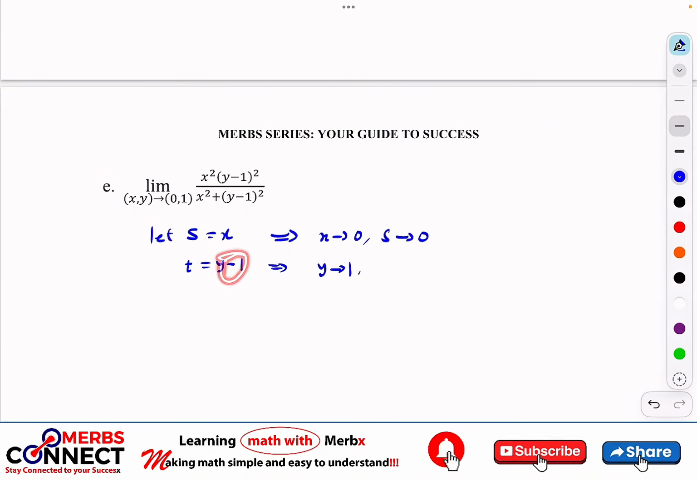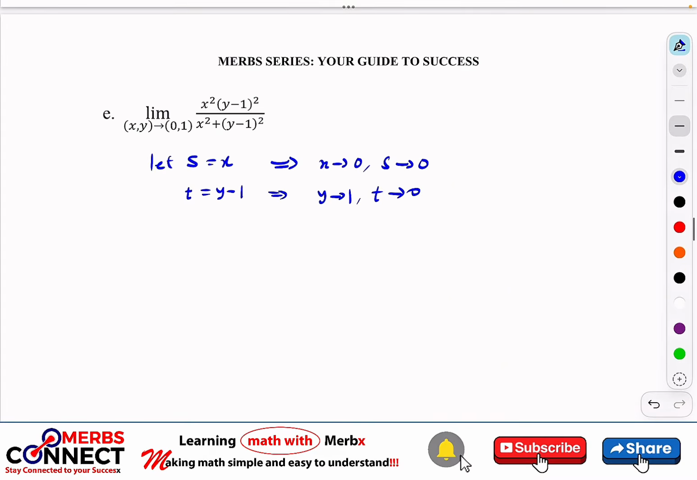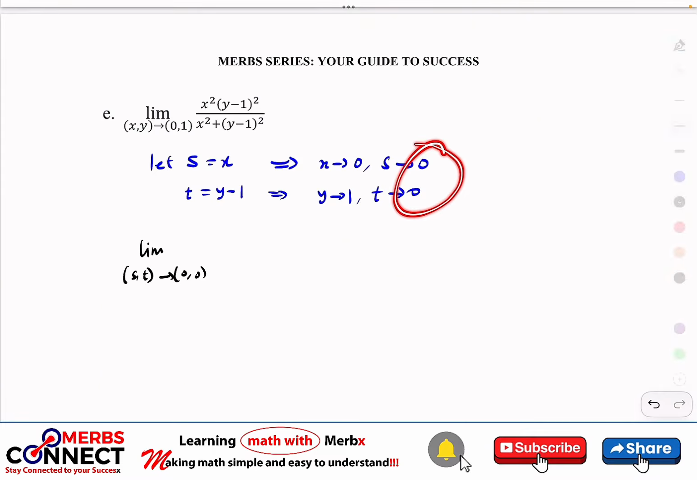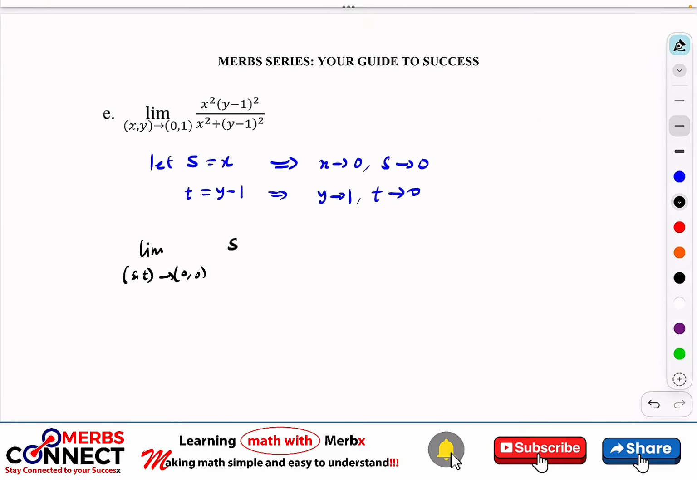So here, t will be approaching 0. Nice. So it means that now we can change our function to the limit as (s, t) approaches (0, 0), because everything is going to 0 from here. And then now we are going to have s squared t squared divided by s squared plus t squared.